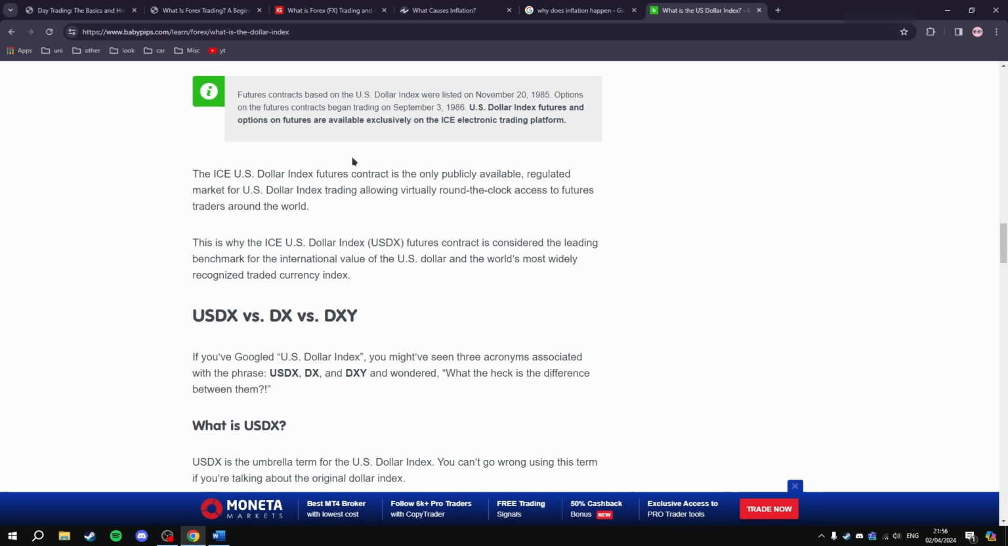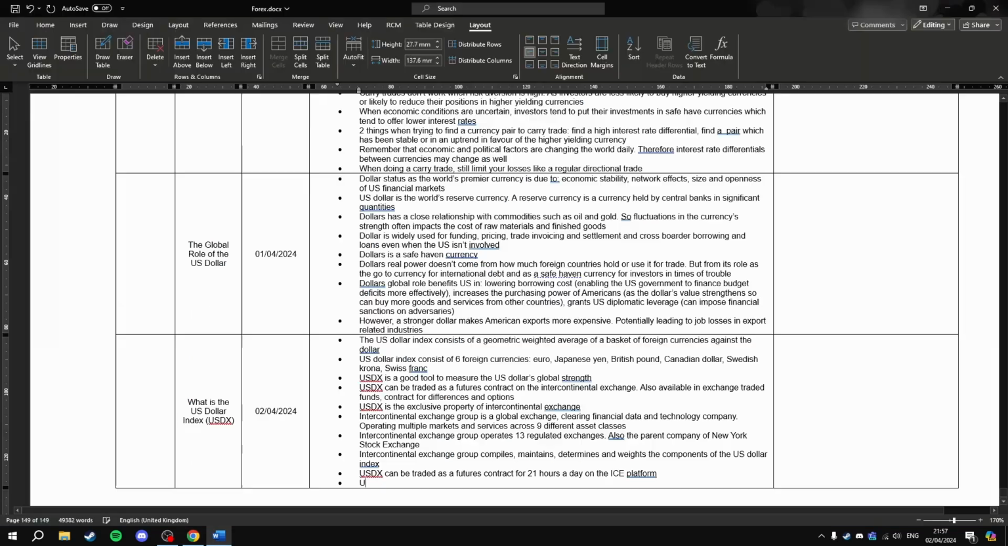This is why the ICE US dollar index futures contract is considered the leading benchmark for the international value of the US dollar and the world's most widely recognized traded currency index, as the only publicly available regulated market for US dollar index trading.